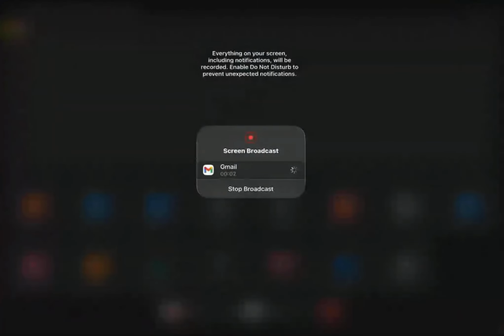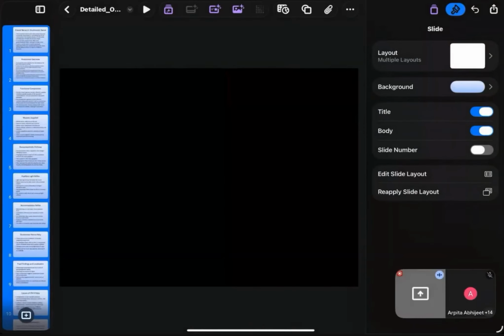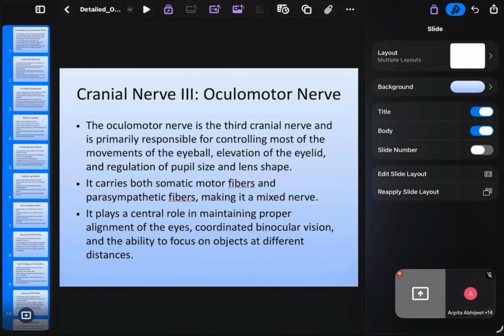Just let me know when the screen sharing starts. Can you guys see the screen now? Yes. All right, okay, yes. Perfect. Okay, so let's begin with today's discussion.